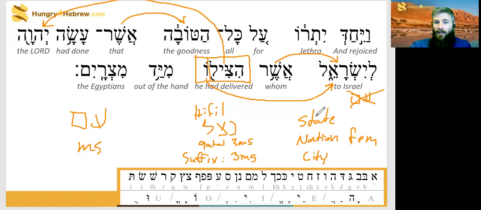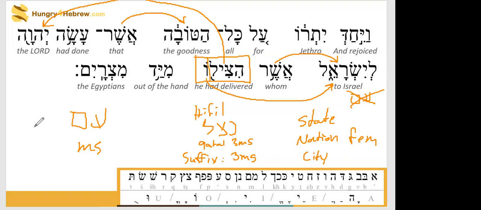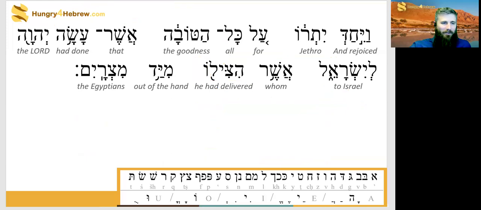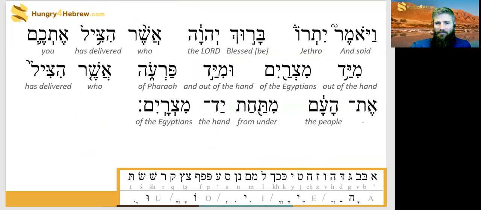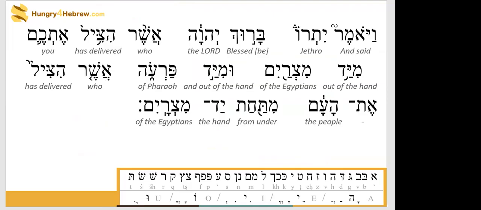What's the only city, state, or nation that is not feminine? The Vatican. Why? Nobody knows. All right. Would anyone else like to read? I'll read. Go ahead, Tuesday.